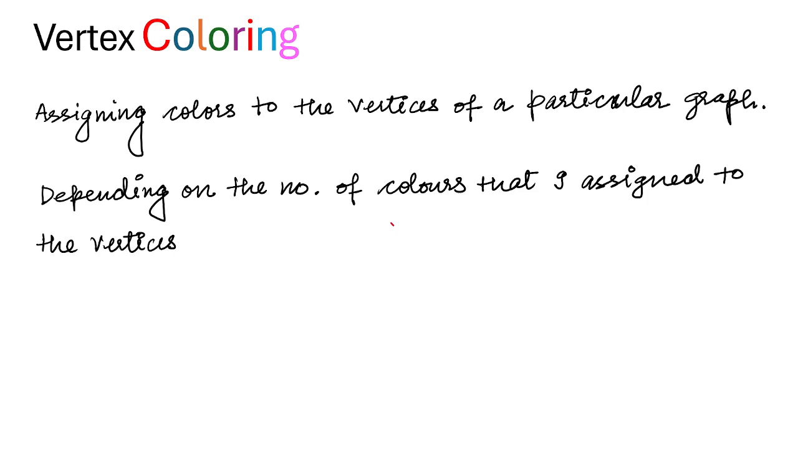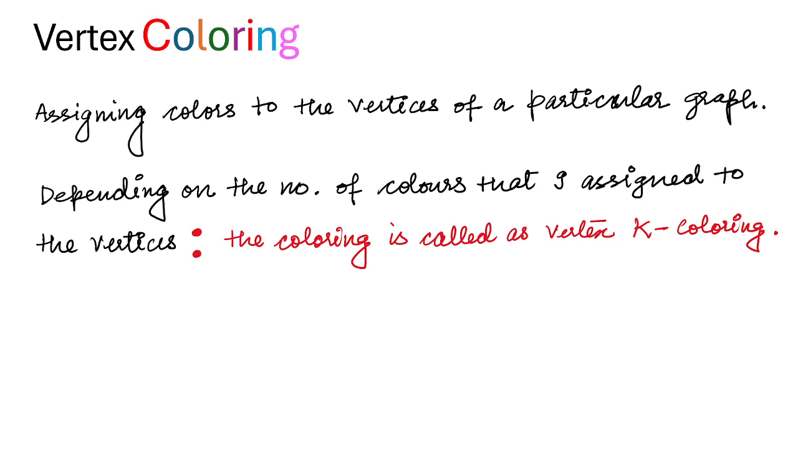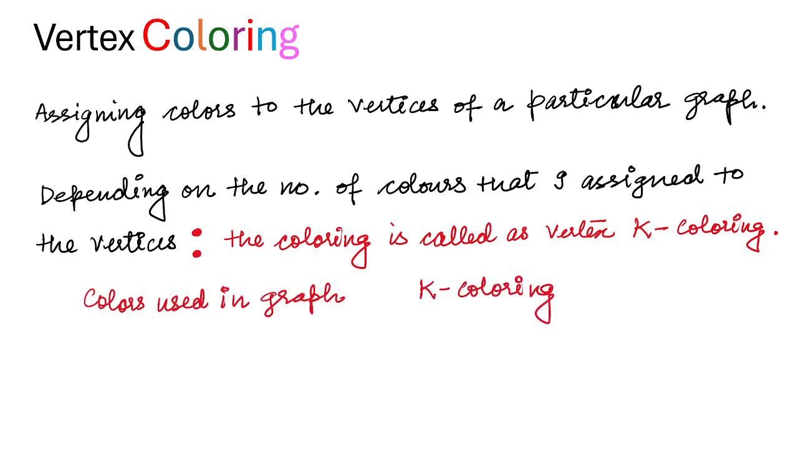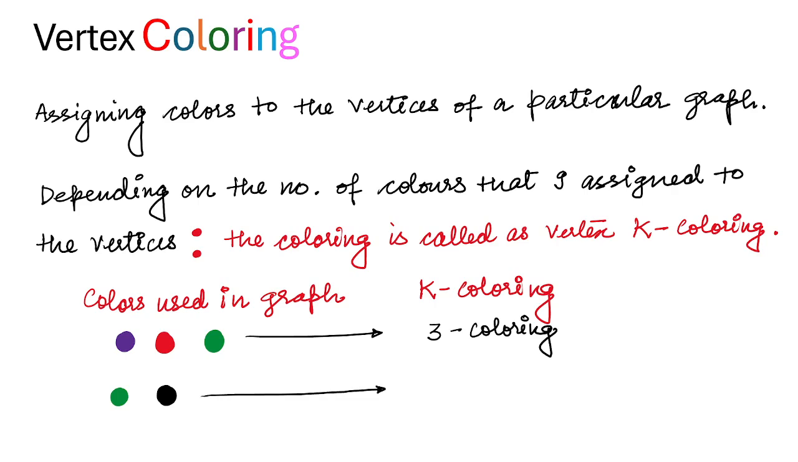Depending on the number of colors which I have assigned to the vertices, that particular graph will be called K. That particular type of vertex coloring is called K vertex coloring or vertex K coloring. So let us take a particular graph, where I have taken these colors: red, green and purple. Then what type of vertex coloring will this be called? This will be called vertex 3 coloring. And if I have taken two colors, let's say green and black, then this will be called vertex 2 coloring. Whereas if I have taken these four different colors, then this will be called vertex 4 coloring.